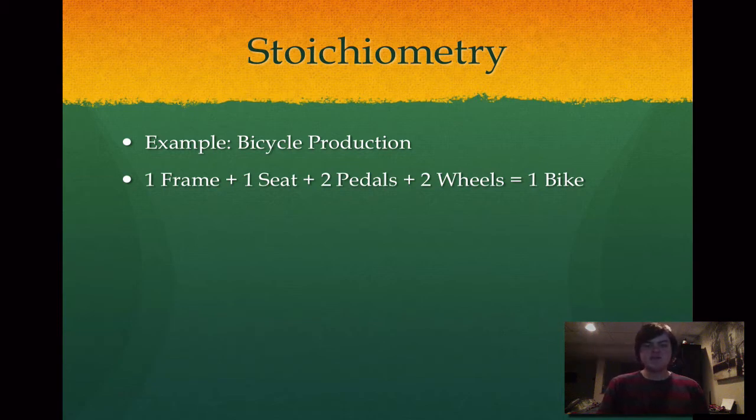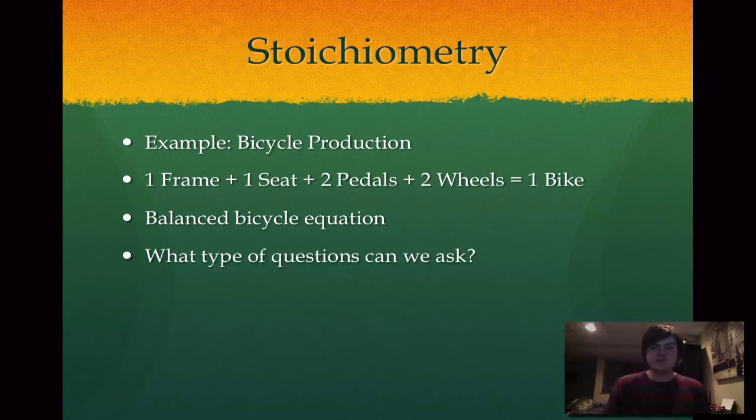You can see that the frame, the seat, and the bike all have a coefficient of 1. The pedals and the wheels have coefficients of 2. Now, one of our goals was to look at what type of questions we can ask to get a useful outlook or to decipher useful information.